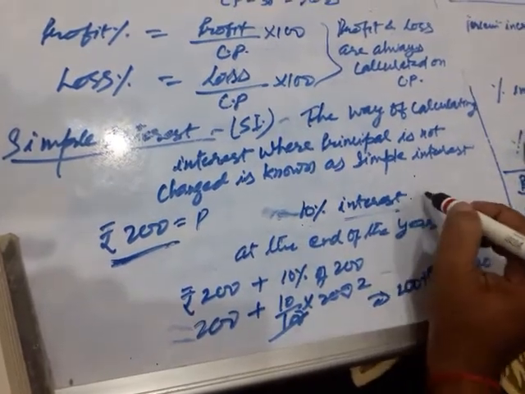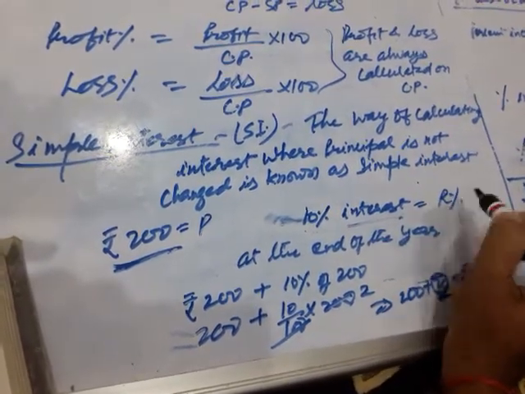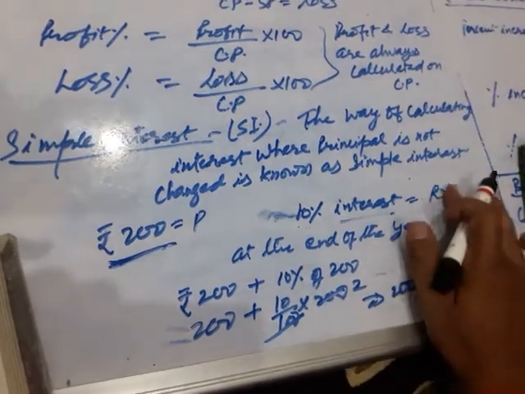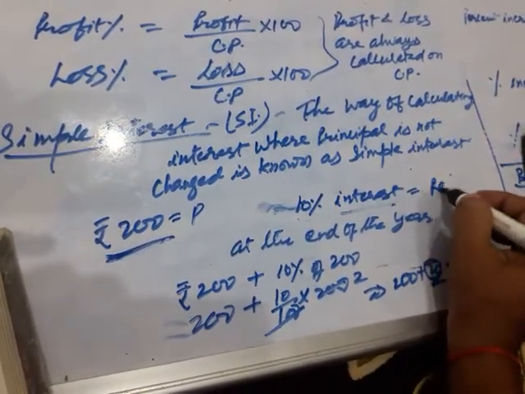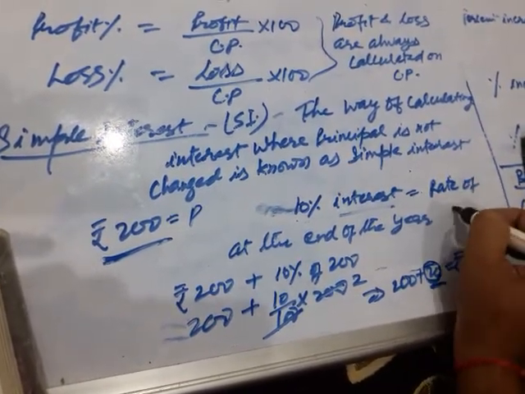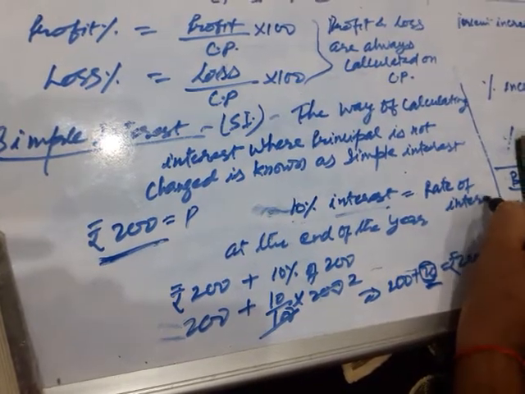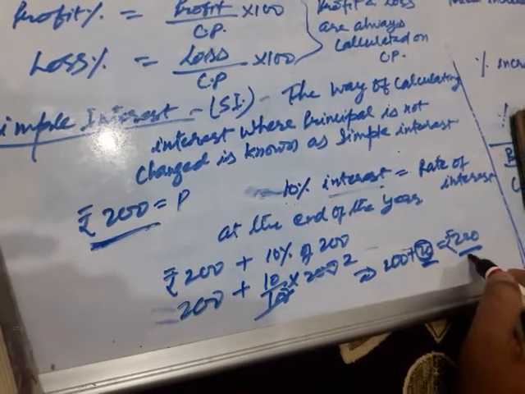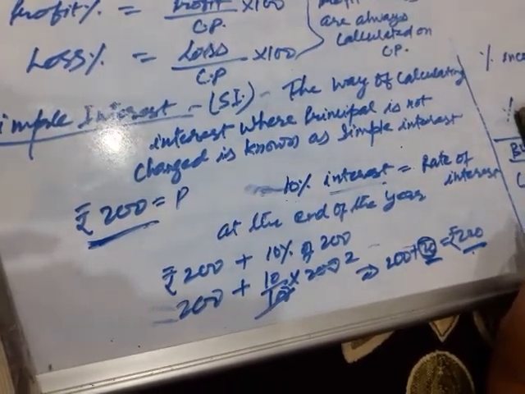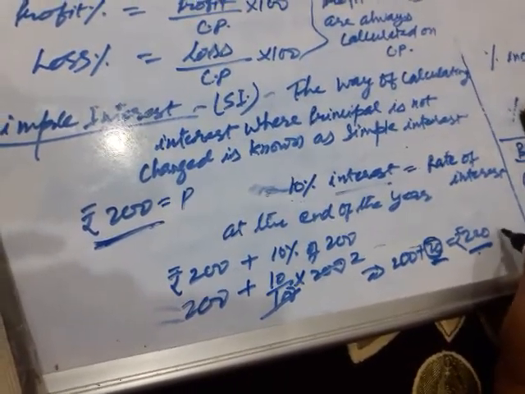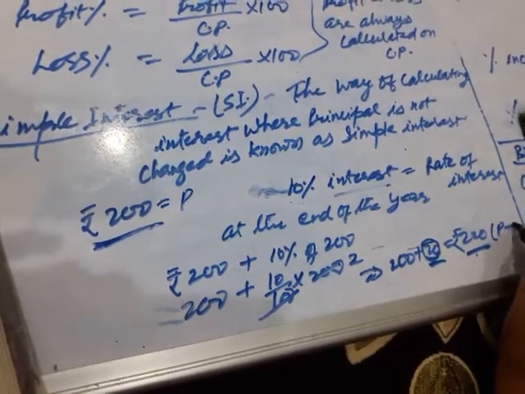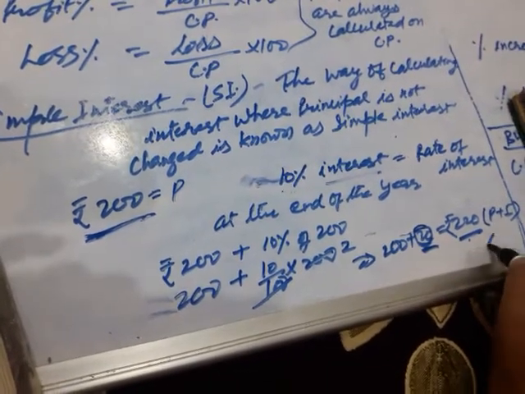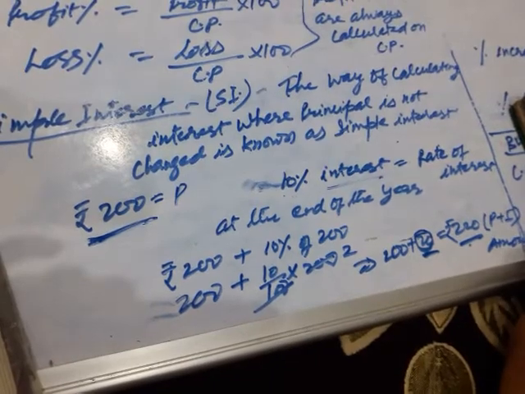10% is the rate of interest, that is r percent. Okay, that is rate of interest. And this 220 is the total amount, that is called principal plus interest. P plus I, this is called amount.